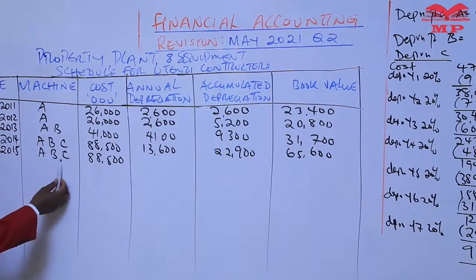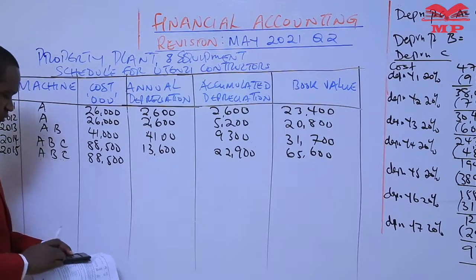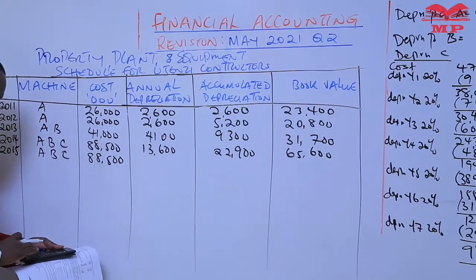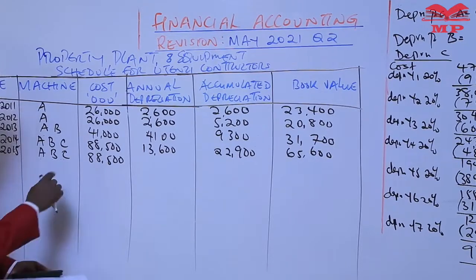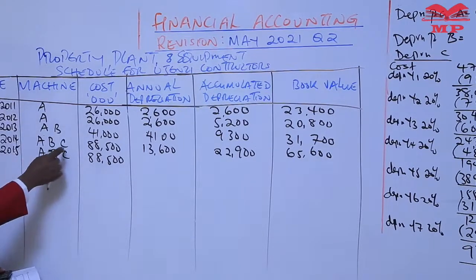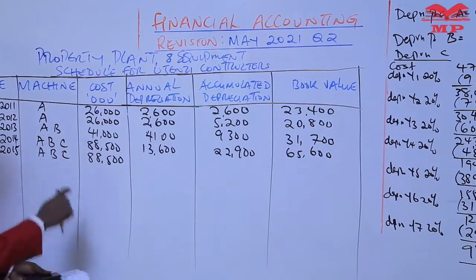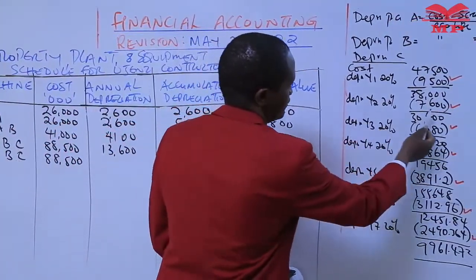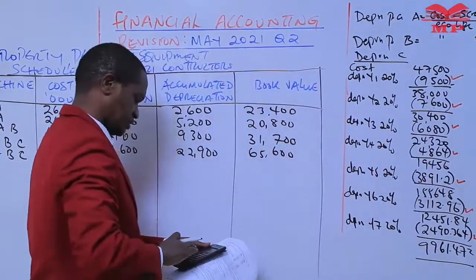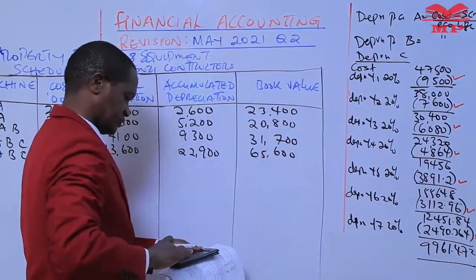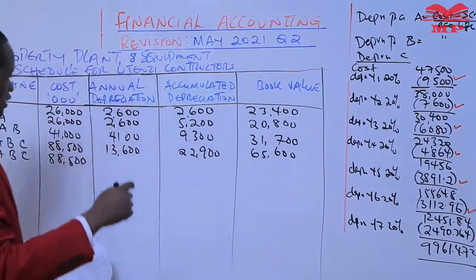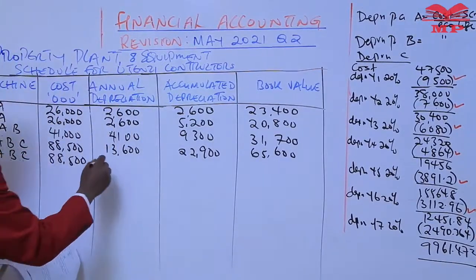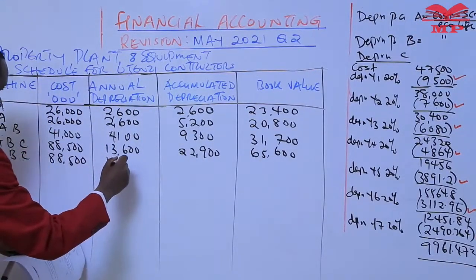We know the annual depreciation for machine A is 2,600. For machine B, 1,500. For machine C, the second year, because this is year 1, year 2, depreciation is 7,600. We add 7,600. So annual depreciation for the 3 machines will be 11,700.